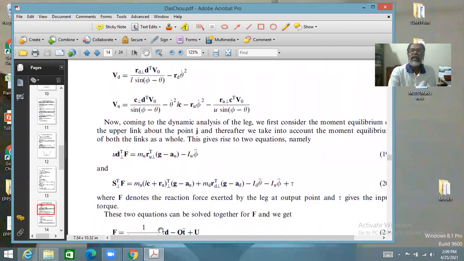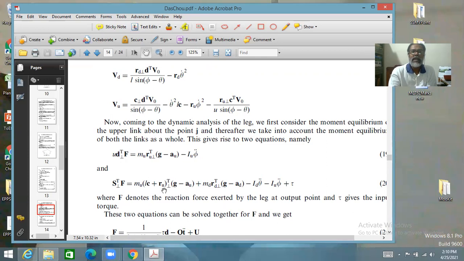Okay. Now, when you consider the dynamics of the leg, you again first consider the upper part only, and for that you take one component of the force. For the upper part you consider only moment, because from the upper part you get the perpendicular component. First consider the moment equation of the upper link about the point J, so that those forces get eliminated, and thereby you will get the perpendicular component of the force.